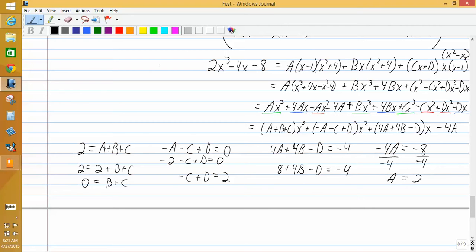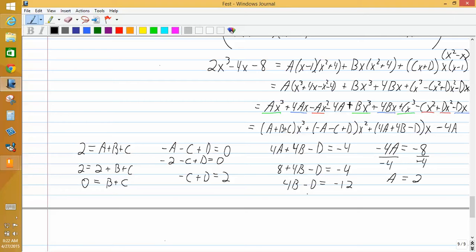So if I move the 8 over, I'd have 4b minus d equals negative 12. All right, and if you look at my remaining equations, I have an equation with B and C, an equation with C and D, and an equation with B and D. And if we have equations and unknowns and we want to solve for maybe two at a time, we need two equations with the same variables.